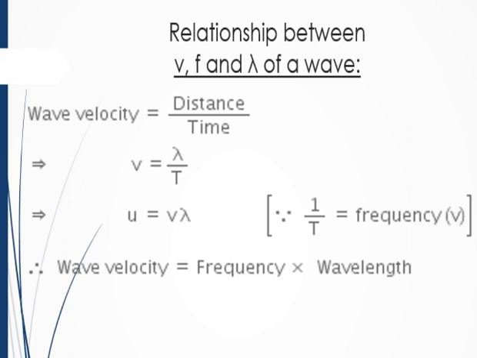It applies to all types of waves: transverse waves like the water waves, longitudinal waves like the sound waves, and electromagnetic waves like light waves and radio waves. The wave equation has three quantities in it. So, if we know the values of any two of these quantities, then the value of the third quantity can easily be calculated.